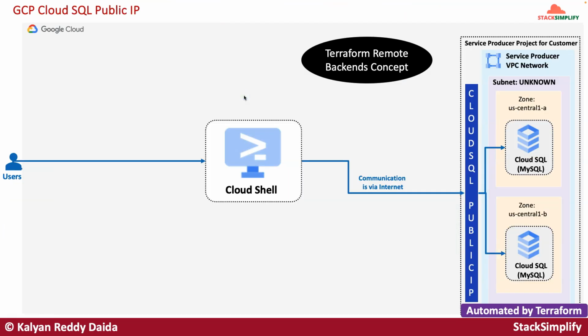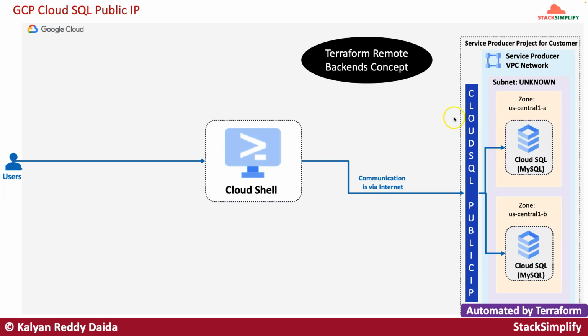Once that is completed, we'll move on to creating a Cloud SQL database with a public IP. Here we are going to introduce the concept called Terraform remote backends. So far in the previous demos we have used the local backend, which means our Terraform state file is stored locally in the Terraform working directory. But here it is going to be stored in a Google Cloud Storage bucket. This concept we are going to introduce from this demo onwards.